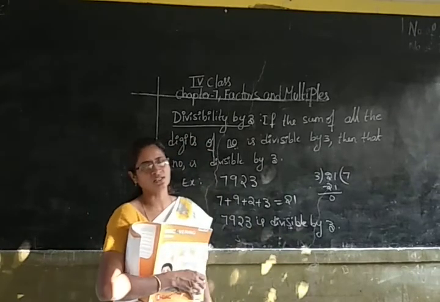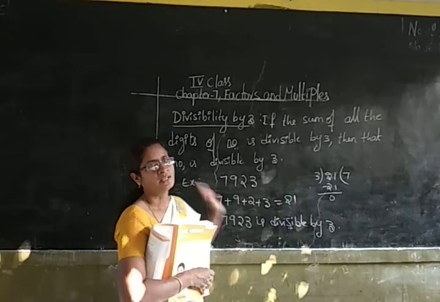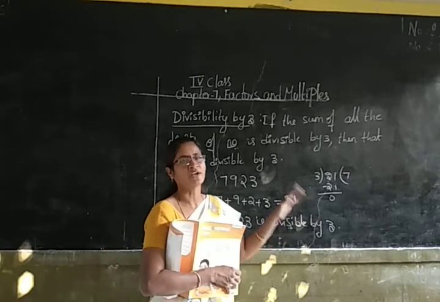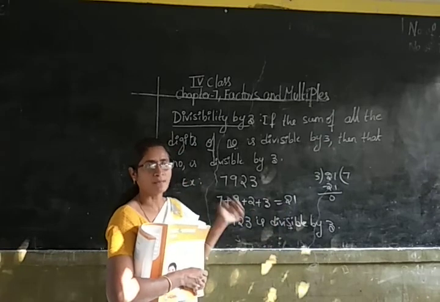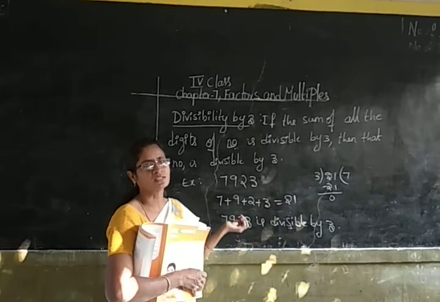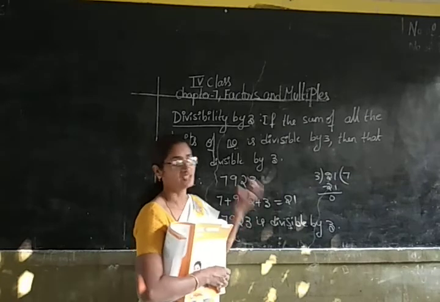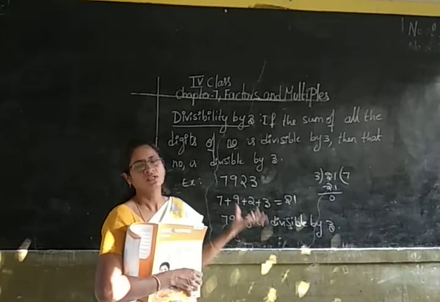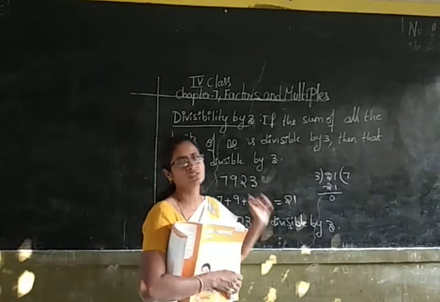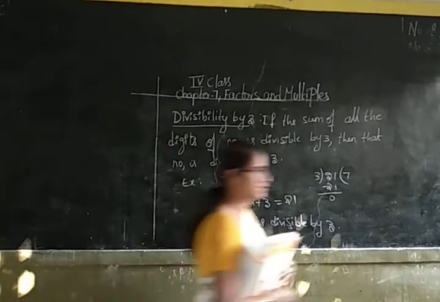Did you understand, children? Simply you have to add all the digits of the number and find out whether the sum is divisible by 3. Then you can say that the whole number is divisible by 3. So this is the divisibility rule for 3. Okay, children.